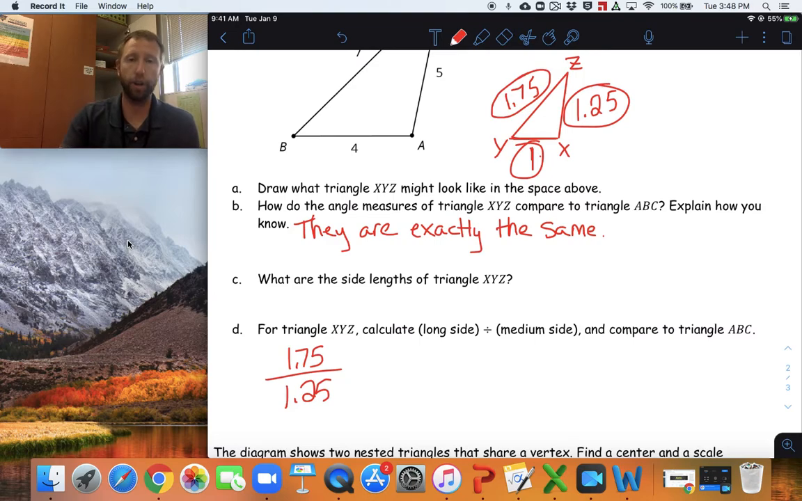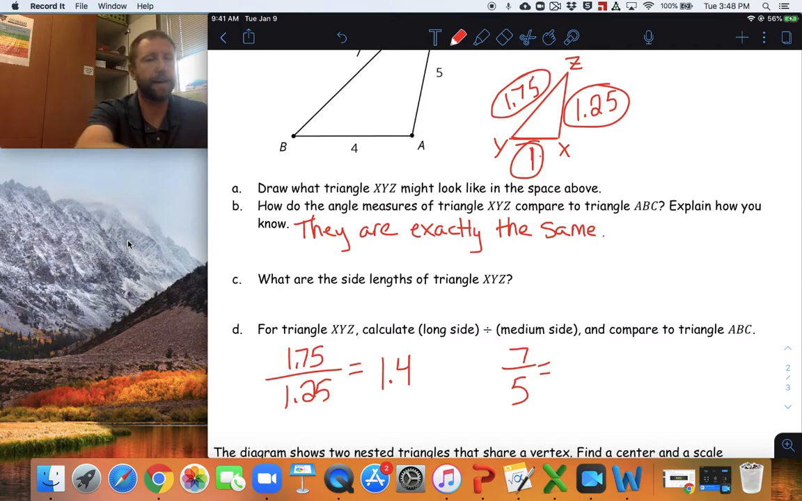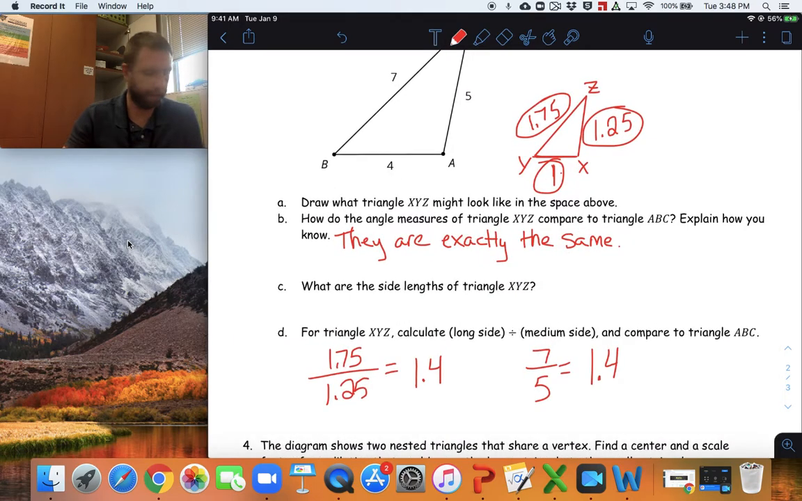Well, triangle ABC, the long side was 7, the medium side was 5. Now, if I did my calculations correct, remember these quotients should be the same. Well, when you type it into your calculator, 1.75 divided by 1.25, you actually get 1.4, or 1 4/10. And then when I do that same thing for 7 divided by 5, and I type it in my calculator, 7 divided by 5, I again get 1 4/10. Okay, so how does it compare? It is the same quotient, and it should be, right? Otherwise, we would have done something wrong.